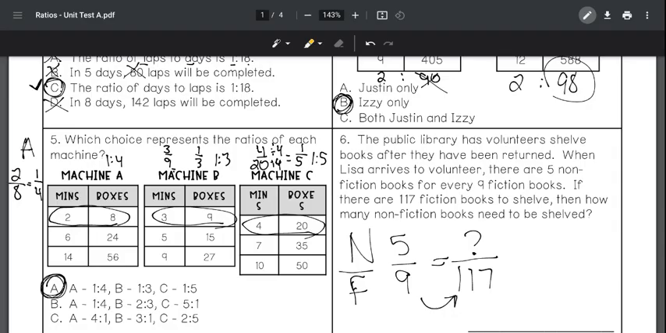Guess and check. When you do that, you end up figuring out your scale factor is 13. So that means we have to do 5 times 13 to figure out how many nonfiction books need to be shelved, and the answer is 65. 13 times 5 is 65 nonfiction books.